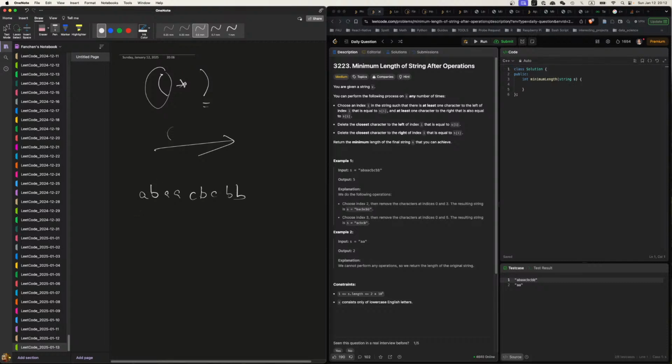So B, I don't have anything on the left, so if I choose this, then I'll delete this, and I'll delete this. Okay. Then I can choose this, then I'll delete this, I'll delete this. Then I choose this, I cannot choose this. So we'll end up with A, C, B, C, B. That's 5.